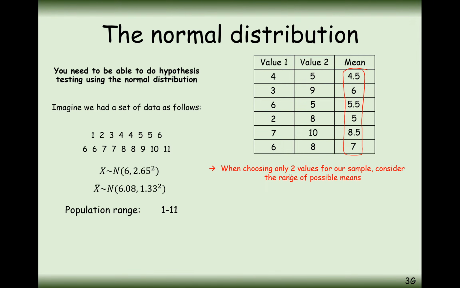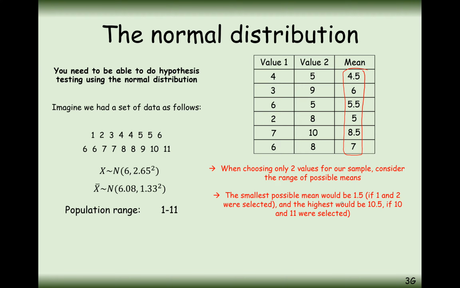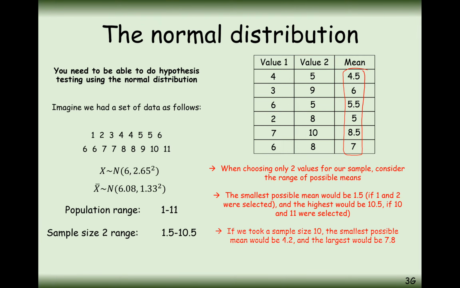So when choosing only two values from our sample, consider the range of possible means. The smallest possible mean would be 1.5 when we pick the values 1 and 2, and the highest possible value for the mean would be 10.5. So when we have a sample size of 2, the mean can range from 1.5 up to 10.5, so quite a big range there. But when we take a sample size of, say, 10 values from this data set and work out the mean, then the mean will range from 4.2 to 7.8.